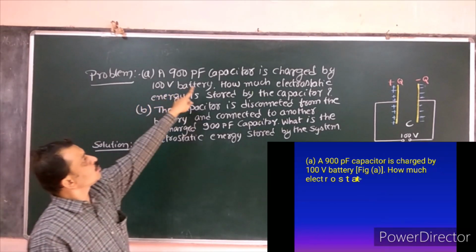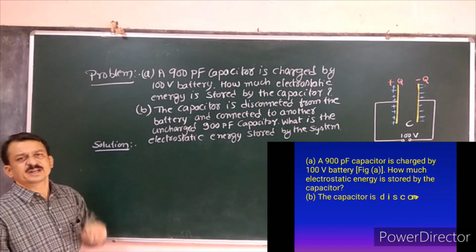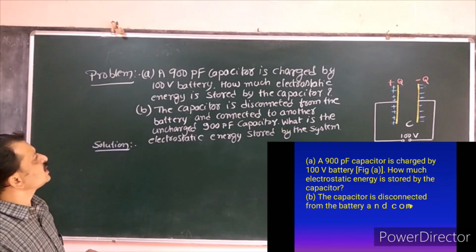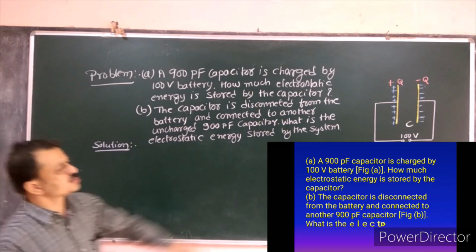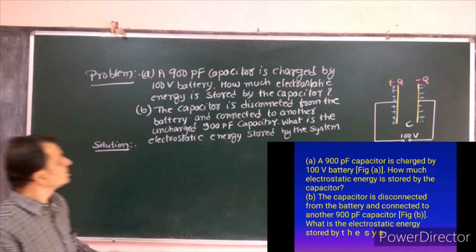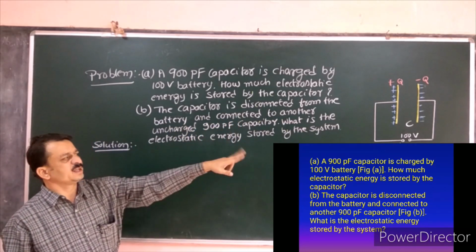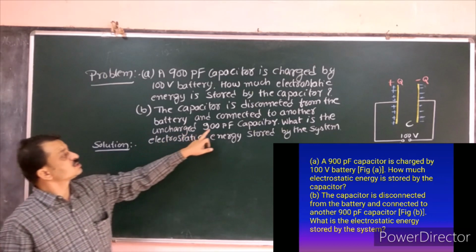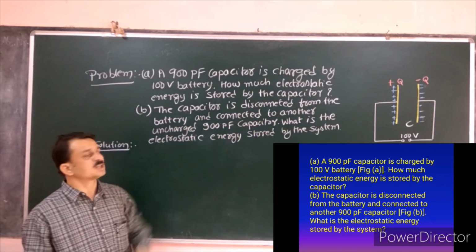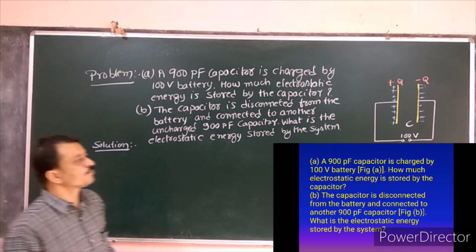A 900 picofarad capacitor is charged by a 100 volt battery. How much electrostatic energy is stored by the capacitor? That is the first part, as shown in figure A. Now the capacitor is disconnected from the battery and connected to another uncharged 900 picofarad capacitor. What is the electrostatic energy stored by the system?